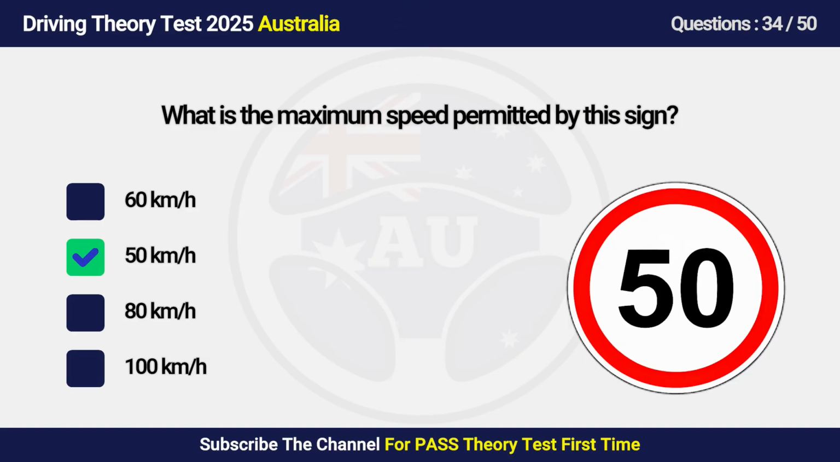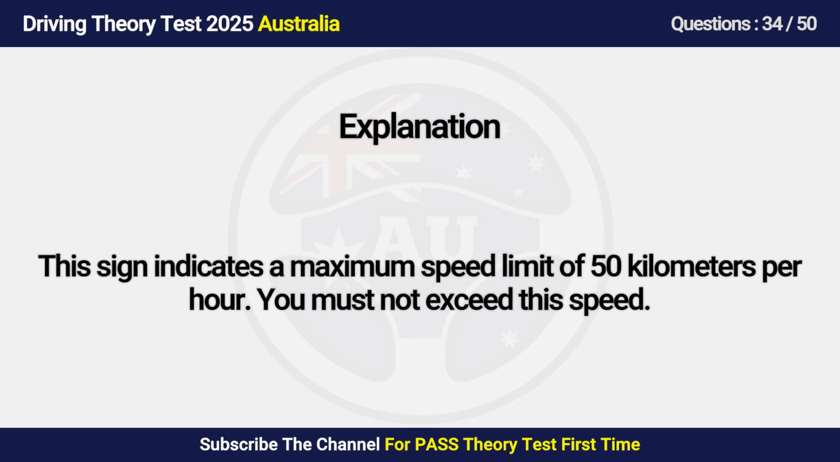Answer is B. 50. This sign indicates a maximum speed limit of 50 km per hour. You must not exceed this speed.